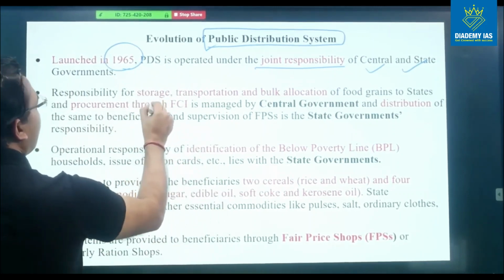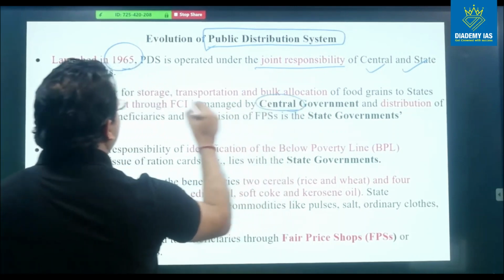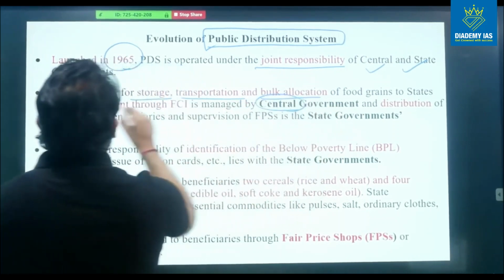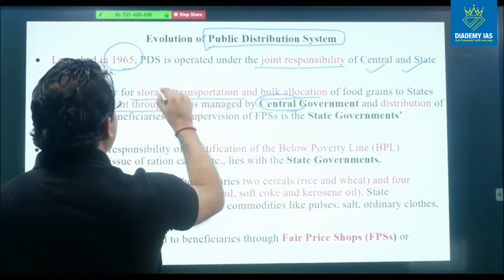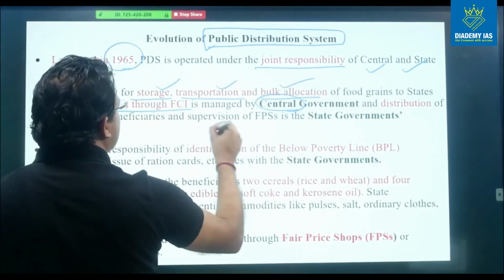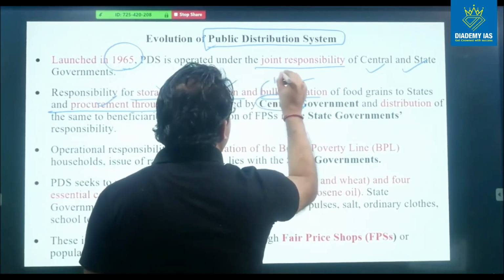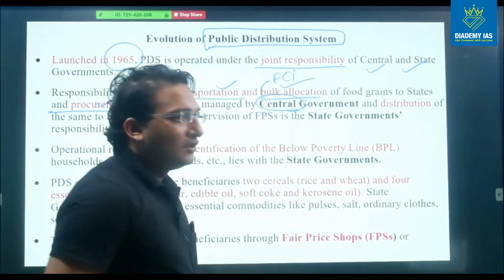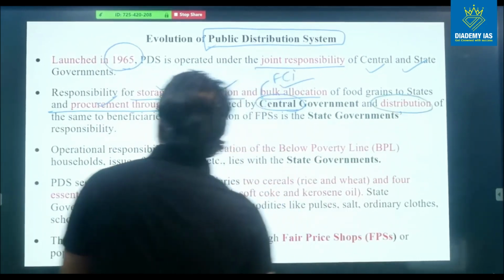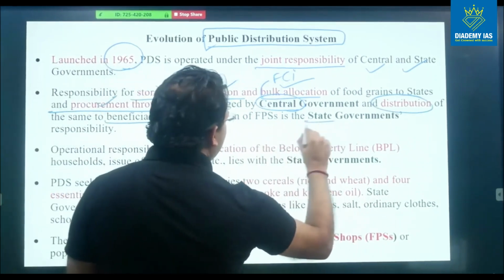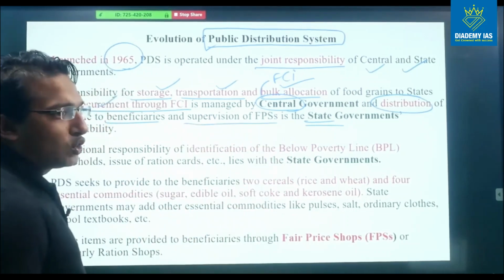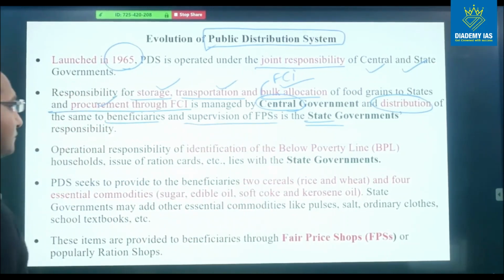What does the central government do? The central government performs storage, transportation and bulk allocation, and the procurement through FCI. So all this work, storage, transportation, bulk allocation and procurement, is done by the FCI on behalf of the central government. This function we have already discussed. Final distribution to the beneficiary is done by the state government. Final distribution as well as supervision of the fair price shops, both of these tasks are done by the state government.